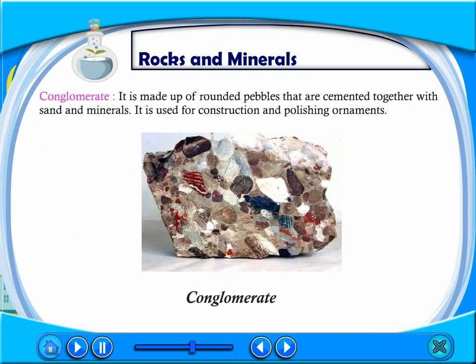Conglomerate. It is made up of rounded pebbles that are cemented together with sand and minerals. It is used for construction and polishing ornaments.